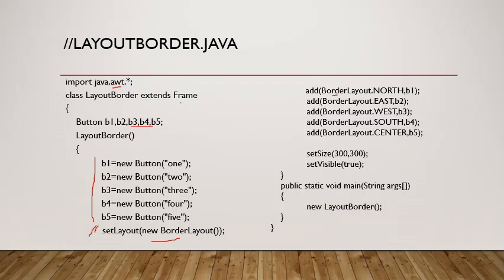Okay, border layout dot north, border layout dot east, west, south, center. Okay, and it doesn't matter whether first you are writing b1 and then border layout dot north, or first you are writing border layout dot north and then b1. You can use it interchangeably, whatever way you want. Okay, and from the main method you call the constructor.